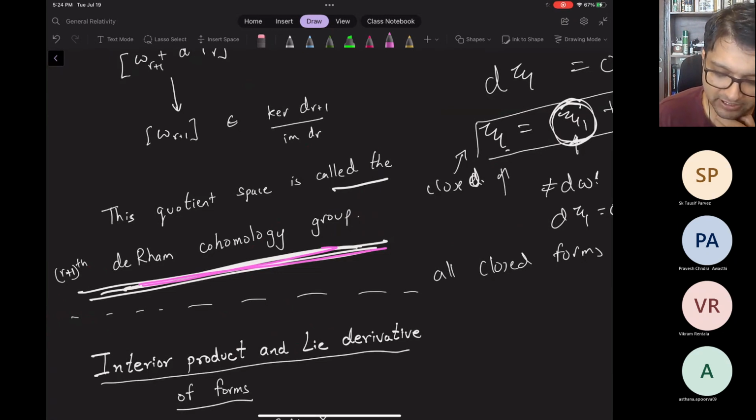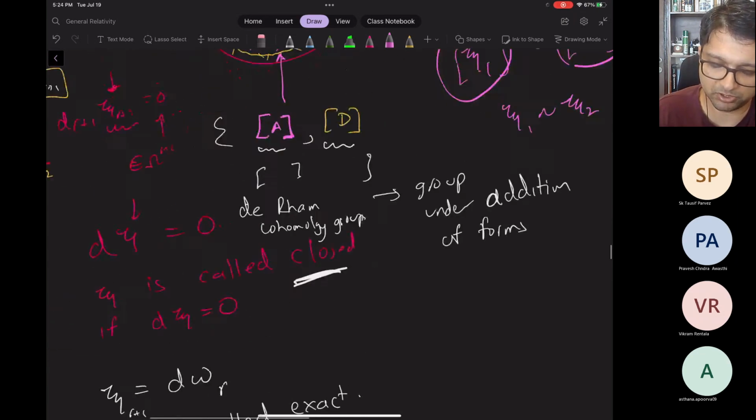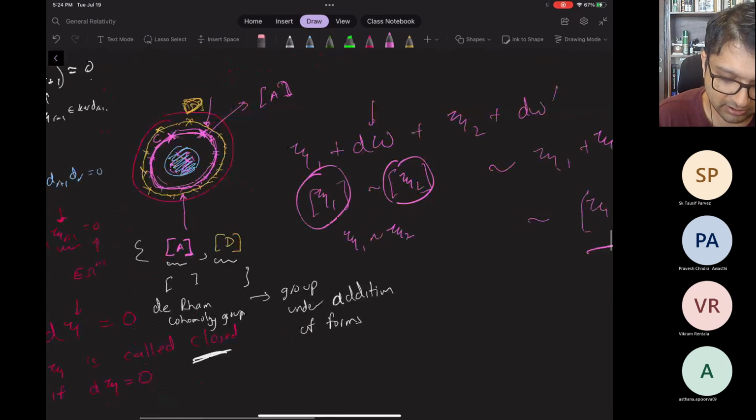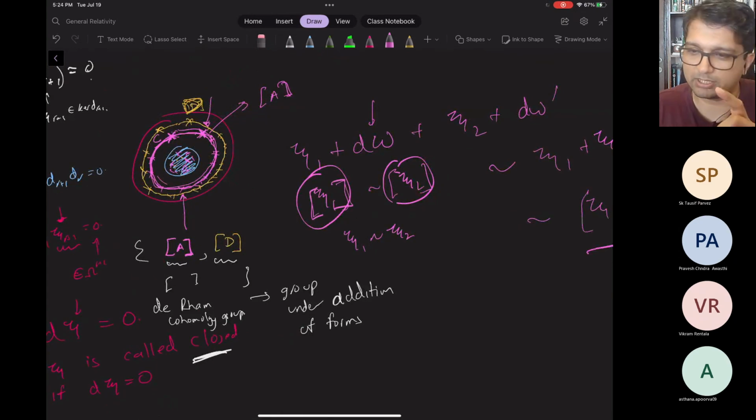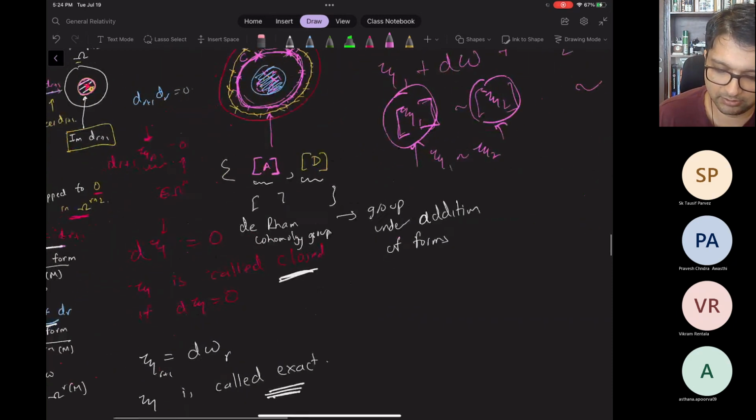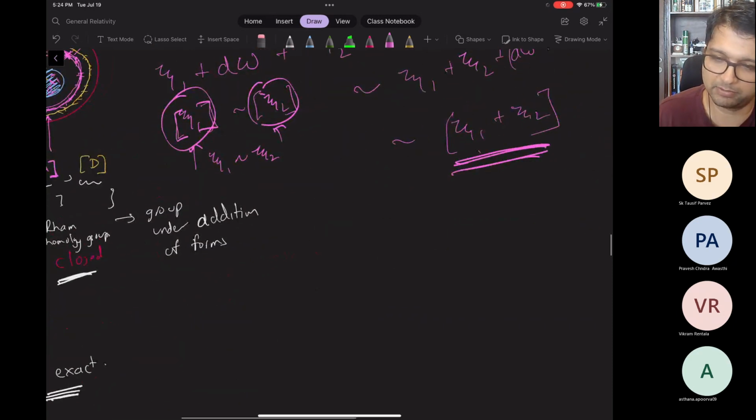Okay, so a group is defined by what are the elements of the group. The elements of the group are these equivalence classes. Each equivalence class is one element of the group, and the operation is addition of these representatives of the equivalence classes, to get another member of the group.